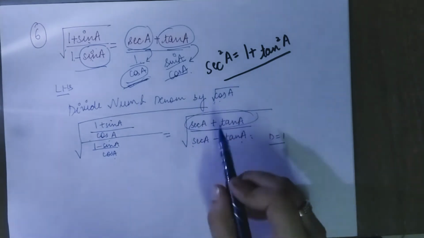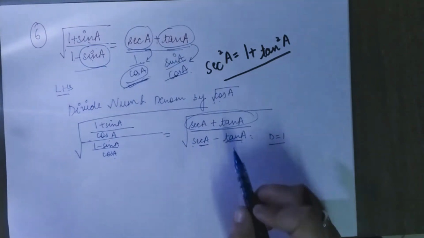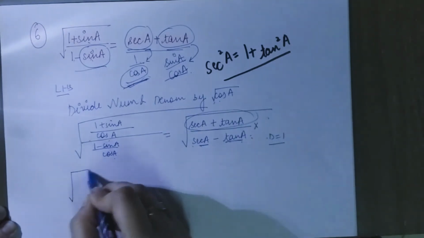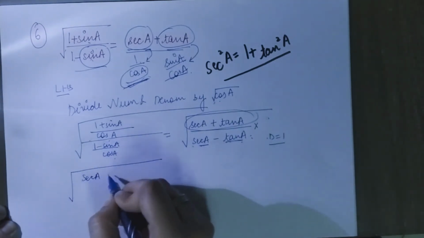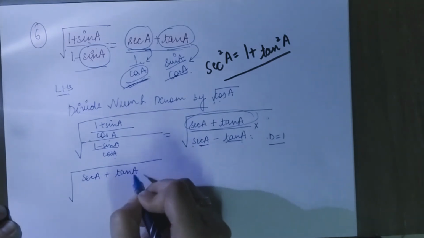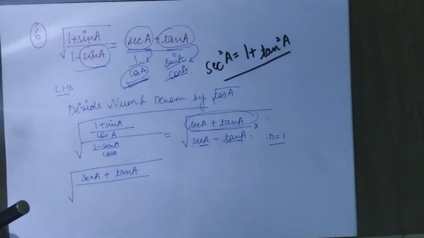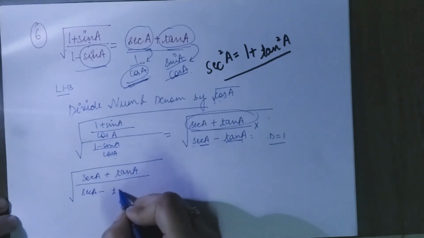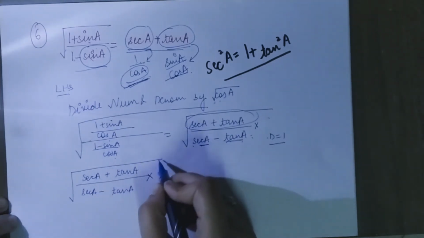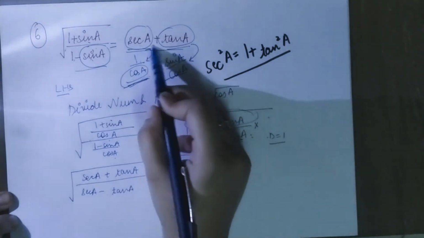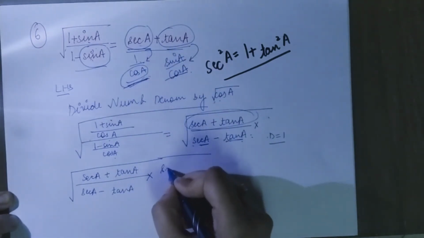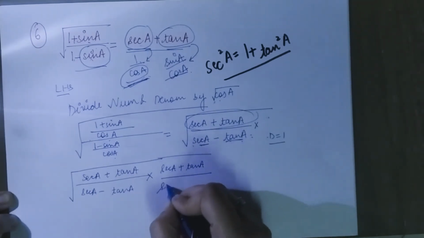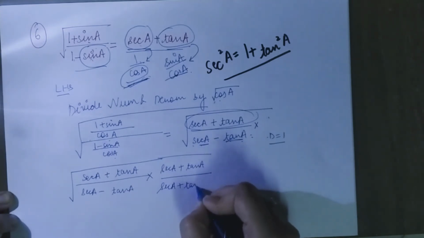And see, here it is only secant and tan A. We want squares, so we will multiply both sides with a number. Let's see how. Secant of A plus tan of A by secant of A minus tan of A, multiplied by, see, here we want plus because we want only a single plus, so we will do secant of A plus tan of A divided by secant of A plus tan of A.